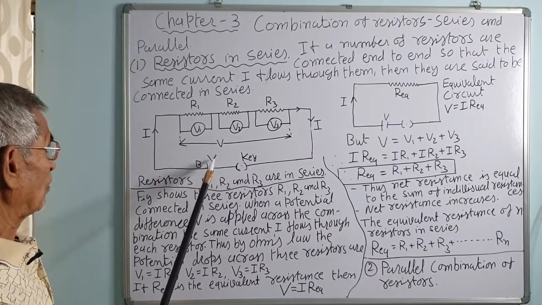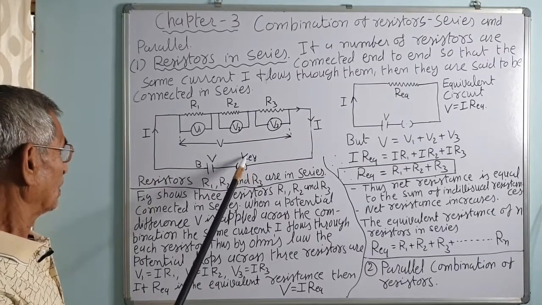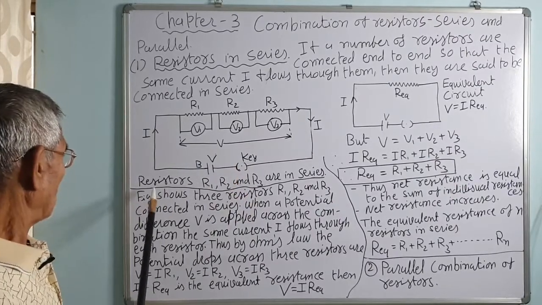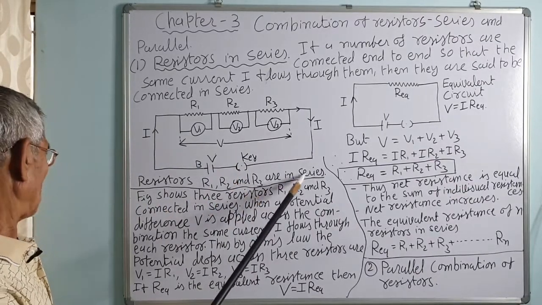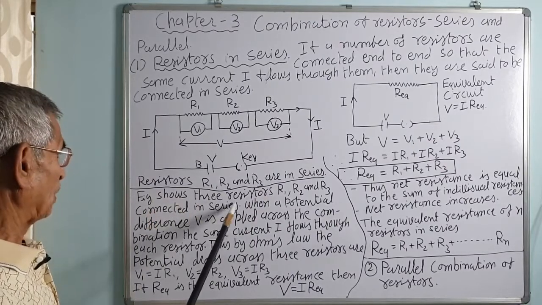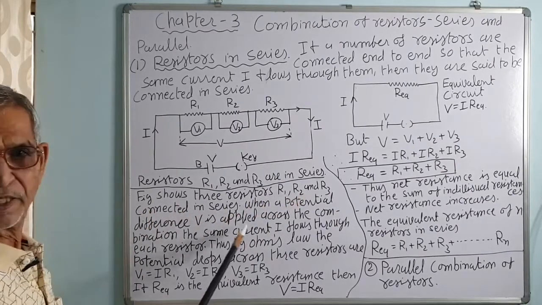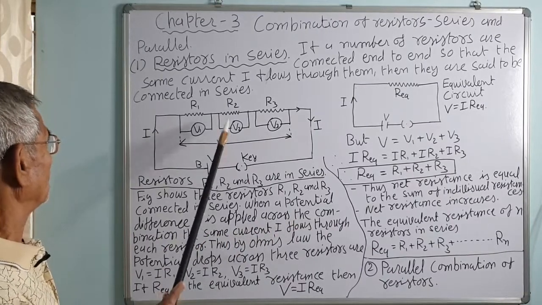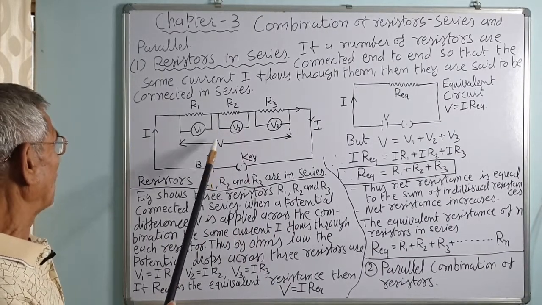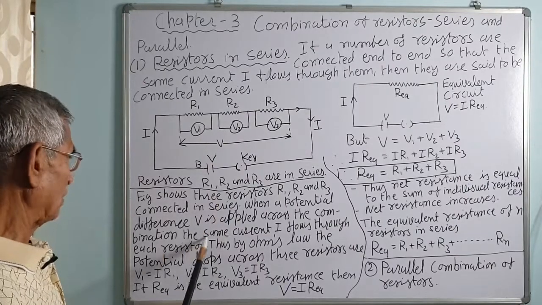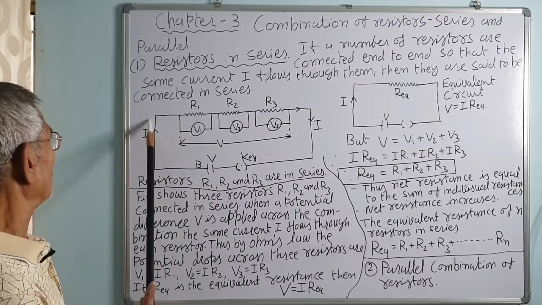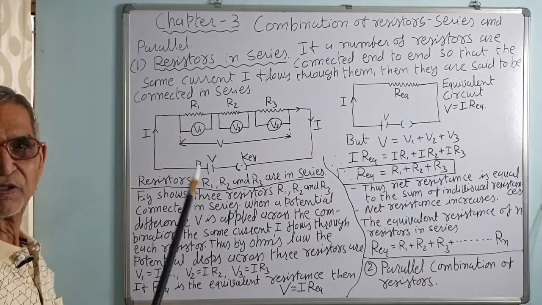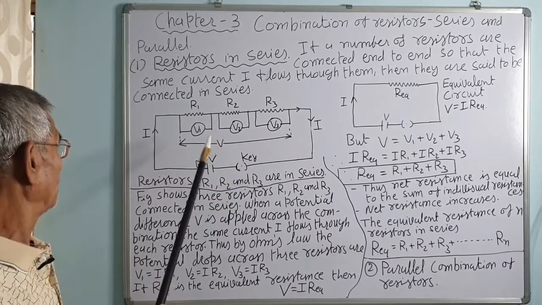This B is the battery of V volt. Key is a simple key. The resistors R1, R2 and R3 are in series. The figure shows 3 resistors R1, R2 and R3 connected in series. V is the potential difference applied across the resistors. The current is the same. But what is the difference? The potential difference. That will drop according to the value of the resistors.